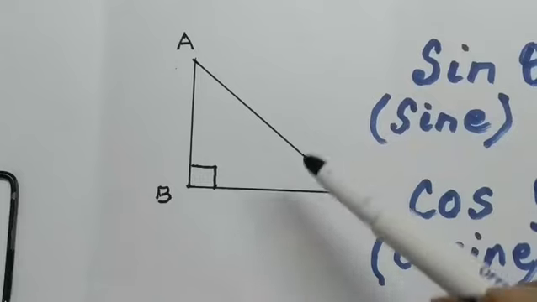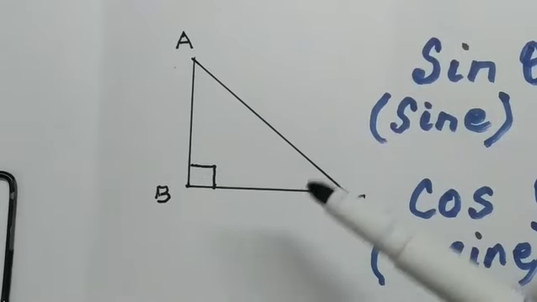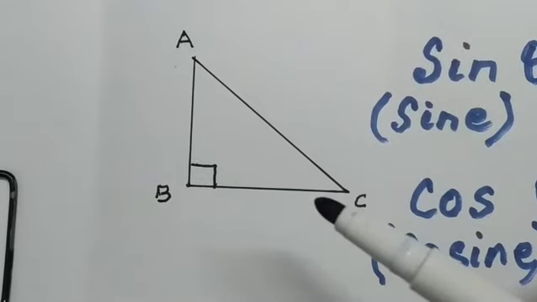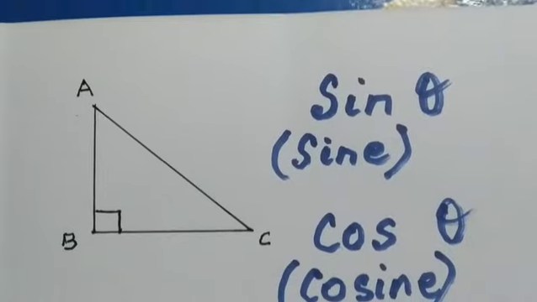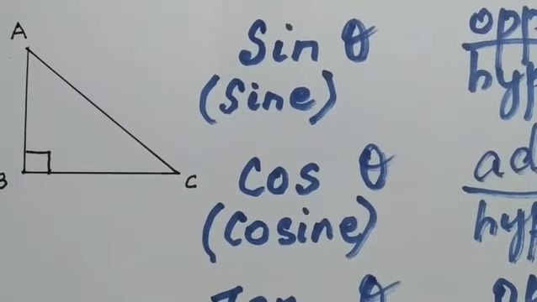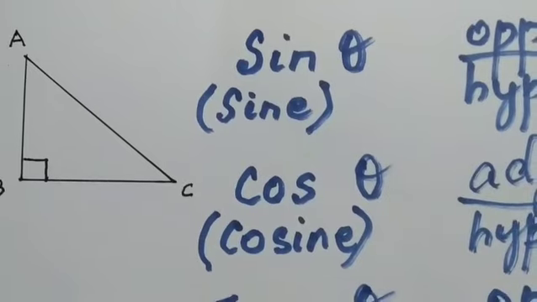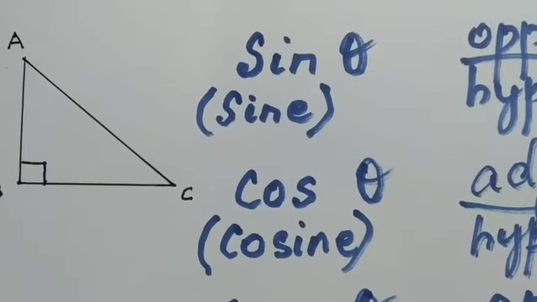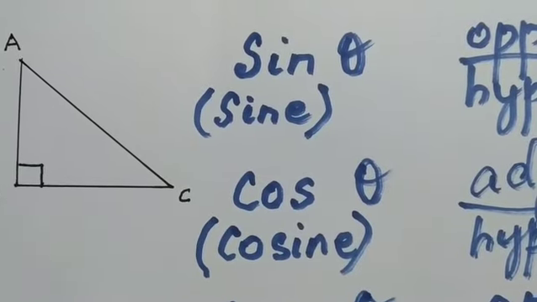Theta is just a measure. For example, theta in this figure could be angle C. Angle C could be your theta. Or it could be a number, for example, 30 degrees or 45 degrees. So theta is a measurement. In general, we call it theta. But when we get into the problems, they might have a particular angle measure.